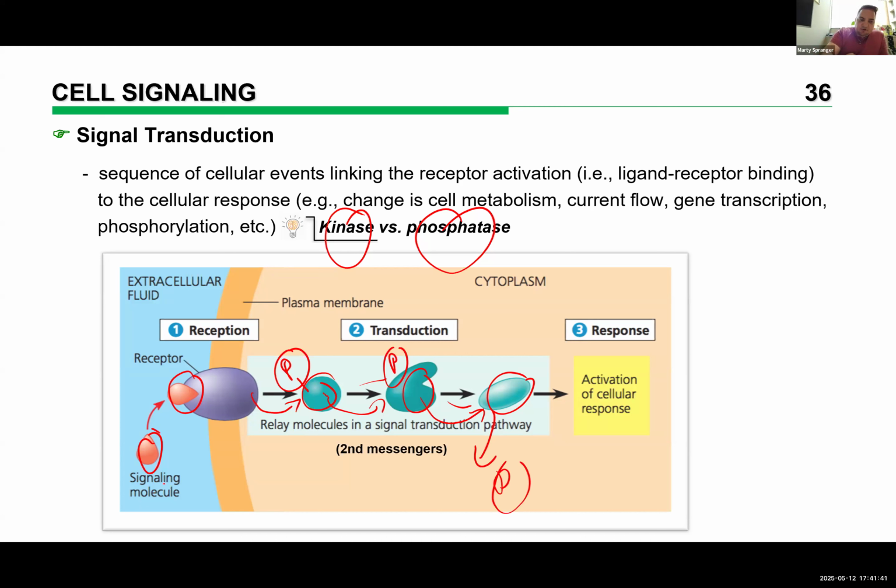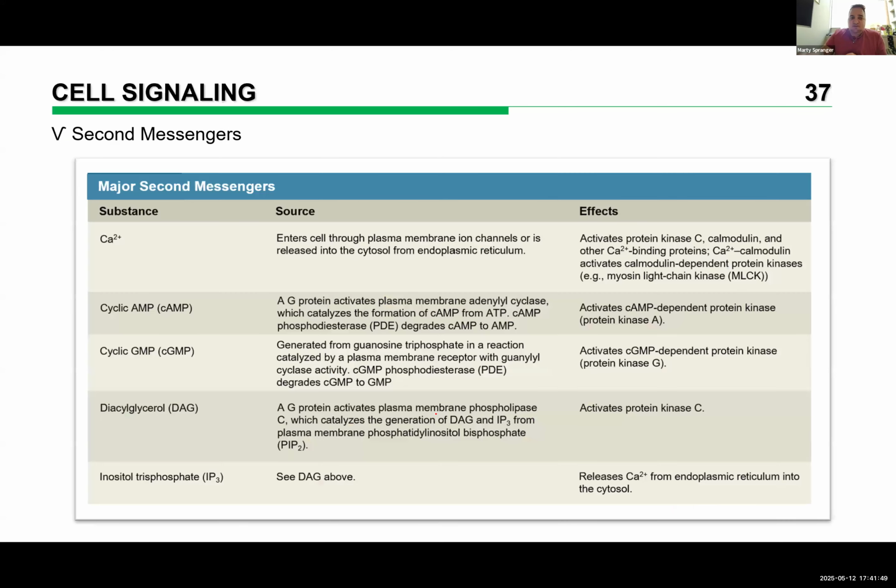So we can call this the first messenger. These are second messengers here. So here's a list of second messengers that we're going to go through. So calcium itself is a second messenger. Cyclic AMP is. Cyclic GMP is. Diacylglycerol, we'll talk about that. And inositol triphosphate. These are the major ones we'll talk about.